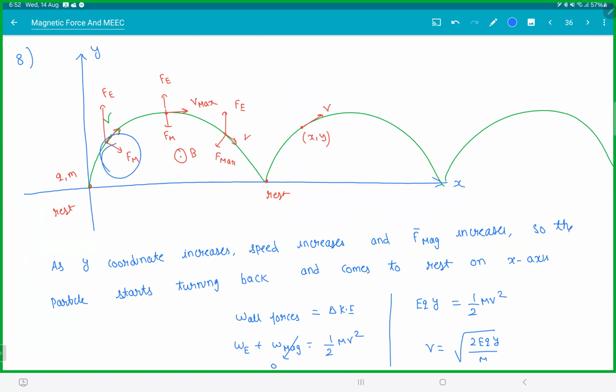But as you go higher, what will happen? Speed will keep on increasing. As you go faster and faster, magnetic force becomes more and more strong. But when y equals 0, how did it come back to rest? Where at y equals 0, the work done by electric field is 0.